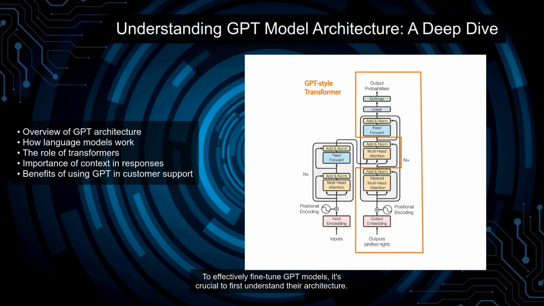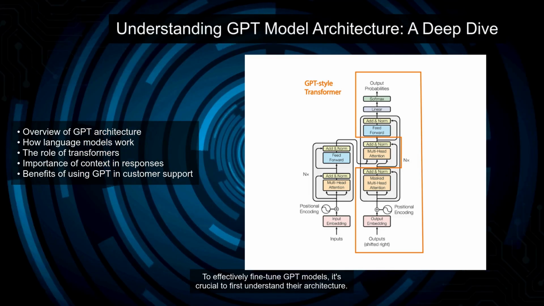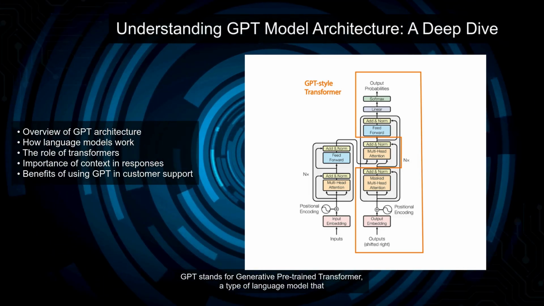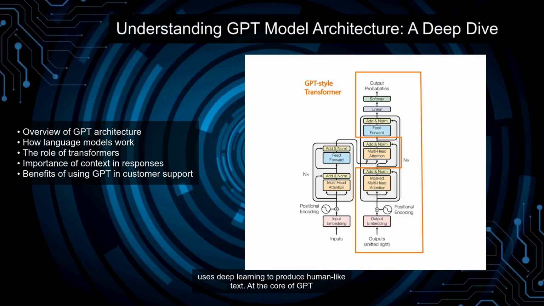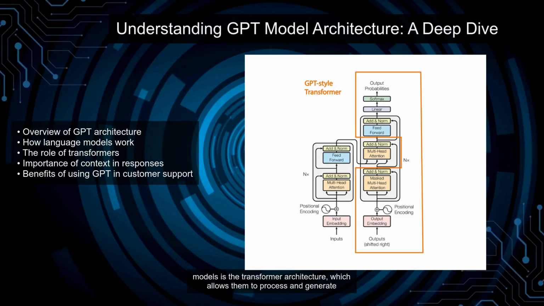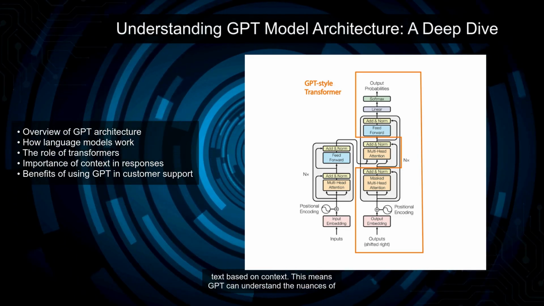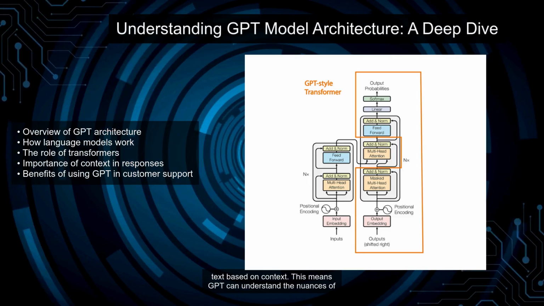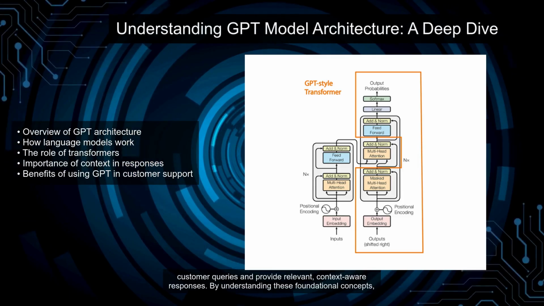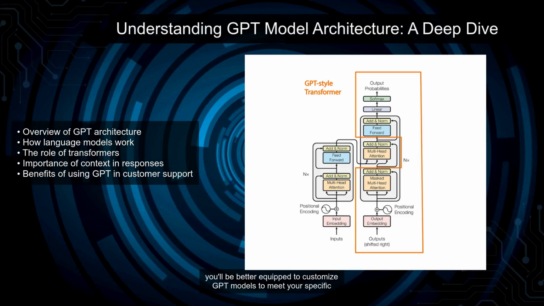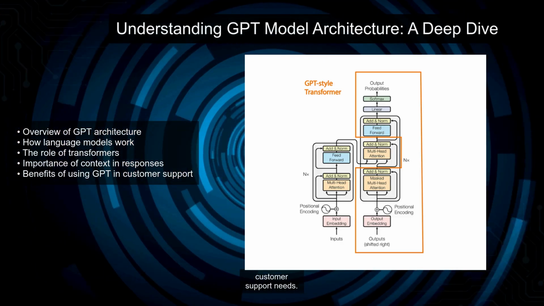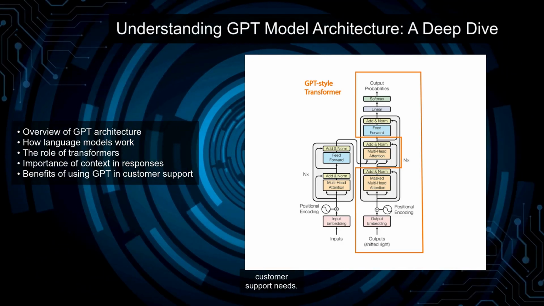To effectively fine-tune GPT models, it's crucial to first understand their architecture. GPT stands for Generative Pre-trained Transformer, a type of language model that uses deep learning to produce human-like text. At the core of GPT models is the transformer architecture, which allows them to process and generate text based on context. This means GPT can understand the nuances of customer queries and provide relevant, context-aware responses. By understanding these foundational concepts, you'll be better equipped to customize GPT models to meet your specific customer support needs.